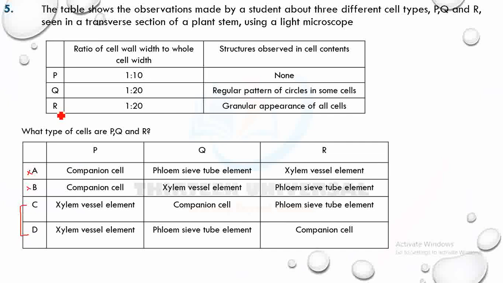Let's roll it. So Q says the thickness is increasing, but regular pattern of circles in some cells. That is showing thin cytoplasm, and that thin cytoplasm is by phloem C2. When we have granular appearance of cell, that is companion cell, because it has thick cytoplasm and also has more organelles. Okay, it becomes granular. So the answer is therefore D.